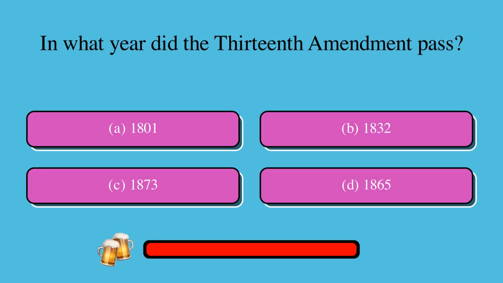In what year did the 13th Amendment pass? Is it A. 1801, B. 1832, C. 1873, or D. 1865? The correct answer is D. 1865.